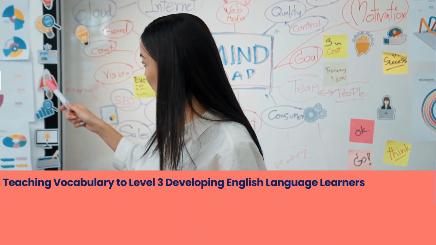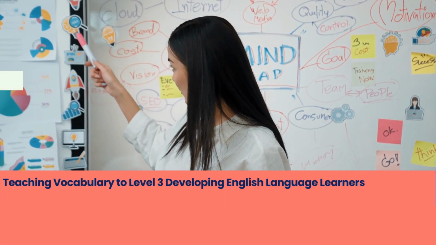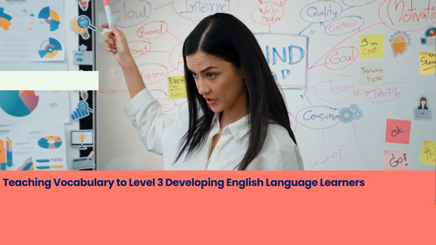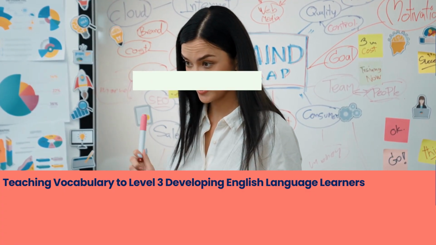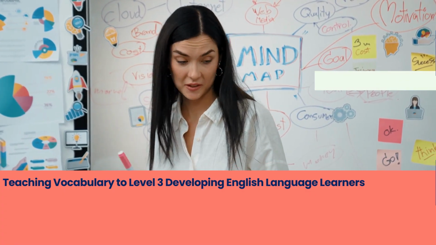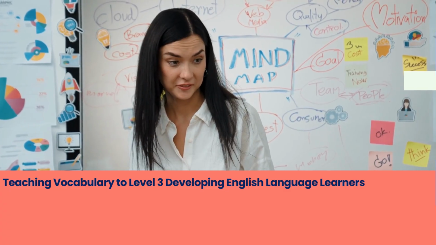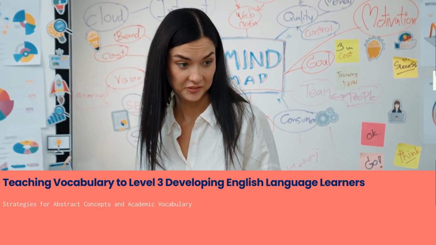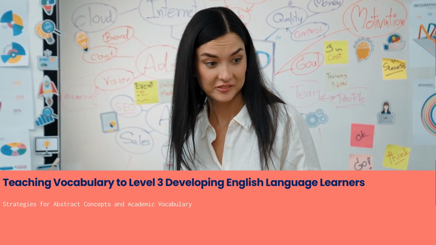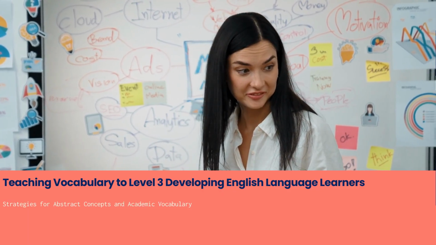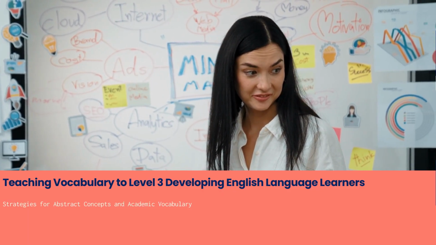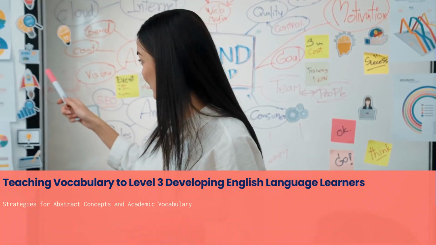Teaching vocabulary to English language learners at level 3, developing, involves more complex and sophisticated strategies to build on their existing language skills. At this level, learners should be able to handle more abstract concepts, use academic vocabulary, and engage in higher-order thinking activities. Here are some effective vocabulary learning strategies for this level.